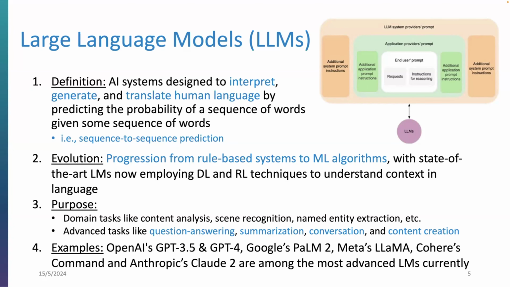Again, purpose, yeah, what can we do with it? Maybe there's some domain tasks, so content analysis, semantic analysis. Maybe it's scene recognition. I give it an image and tell me what's going on here. Or I describe a story, tell me what's going on. Maybe I want to extract named entities, like names or references from a paper. I don't know. Things like that. It's quite good at that sort of extraction, right, or question answering. More advanced tasks, yeah, question answering, summarization, conversations, and content creation, development, editing, that sort of stuff as well.